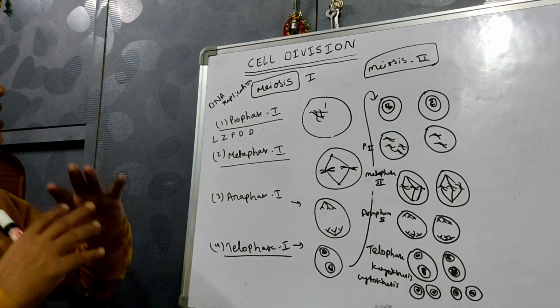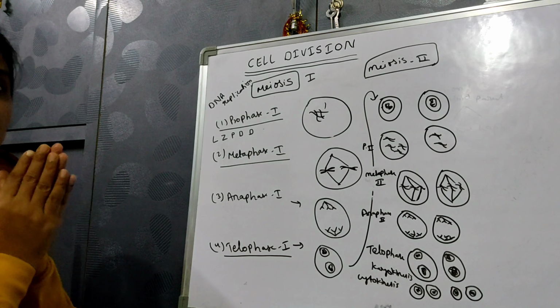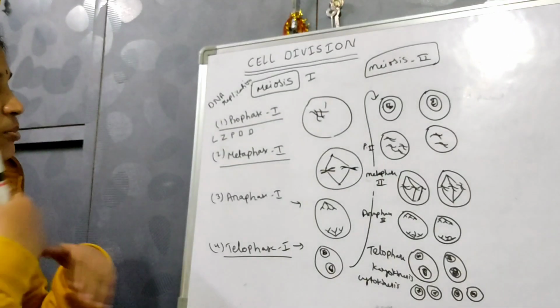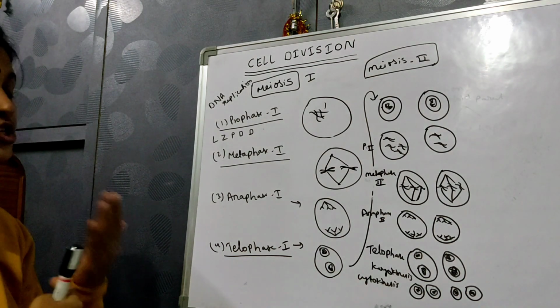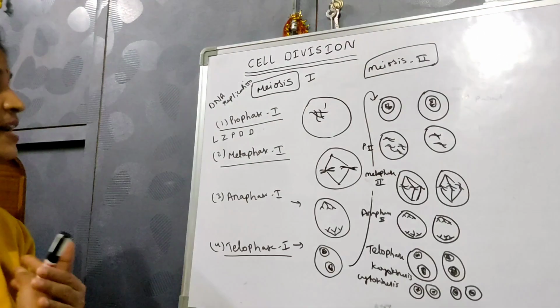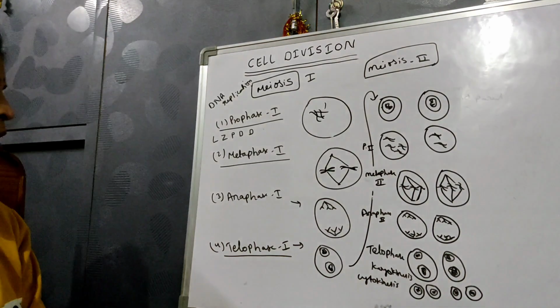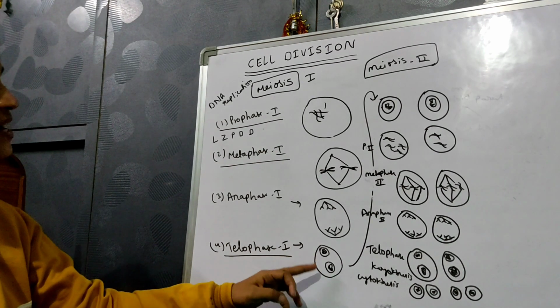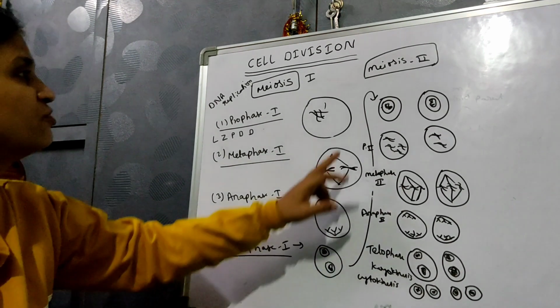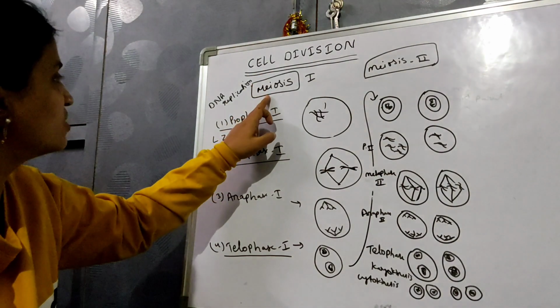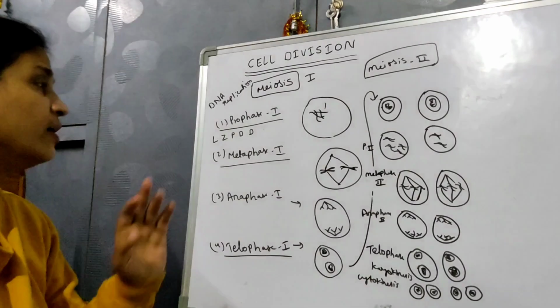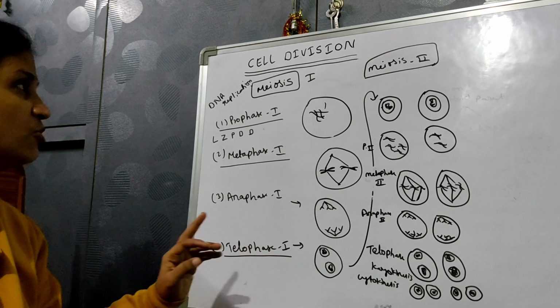In telophase 1, the chromosomes get compacted, decondensation takes place, and they form into chromatin reticulum, and the nuclear envelope, nucleolus, Golgi complex, and endoplasmic reticulum are formed and can be seen. Then here we can clearly see the division of the nucleus. After that, cytokinesis takes place, which results in the formation of 2 cells. At the end of meiosis 1, it results in the formation of 2 cells. Then directly it will enter into meiosis 2.